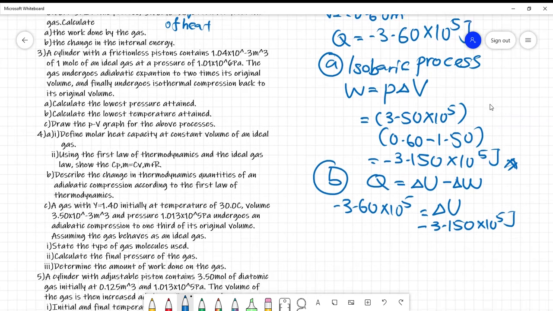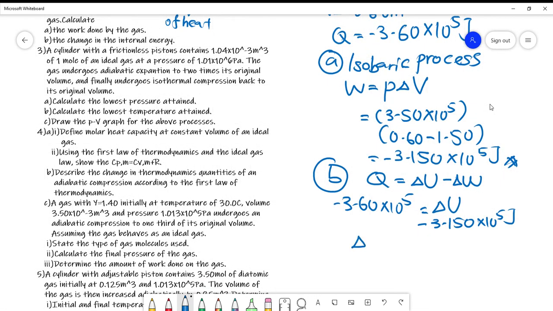Okay, and so 3.60 times 10 to the power of 5 plus 3.150 times 10 to the power of 5. So the final answer is 4.50 times 10 to the power of 4 joule. So this will be our final answer.